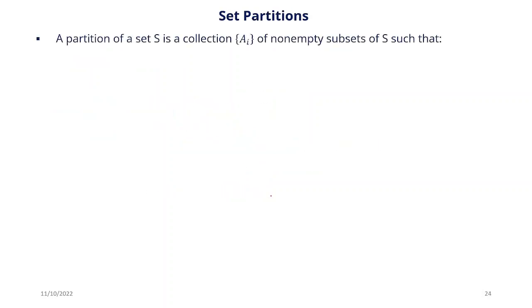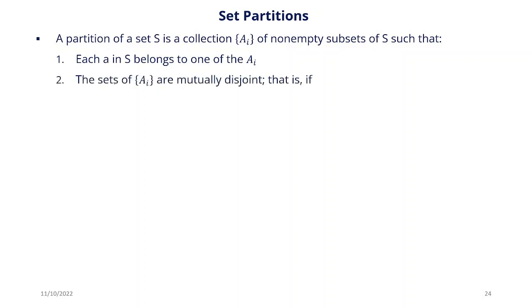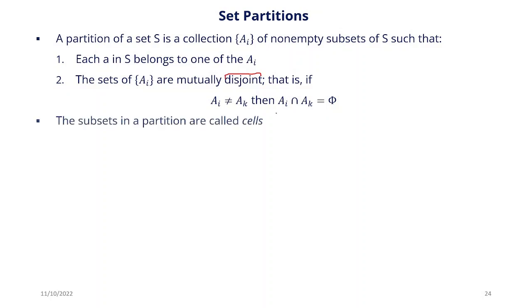Now let's look at set partitions. A partition of a set is a collection Ai of non-empty sets such that each a in set S belongs to one of the Ai. The sets Ai are mutually disjoint. Take note of this. That is, if Ai is not equal to Ak in the partitions you are creating, then the intersection of Ai and Ak must be the empty set. There is no union. This is a rule. These are 2 rules that must guide the creation of set partitions. The subsets in a partition are called cells.